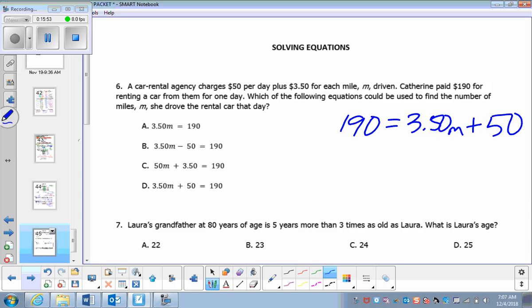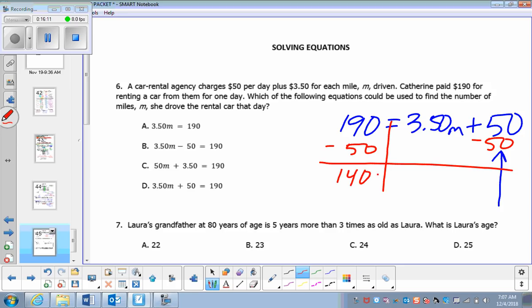This one can be a little bit confusing. She only rented the car for 1 day, so that's how we know the $50 for that 1 day is the constant. And the $3.50 is how much she's charged per mile. So if we subtract the $50 for renting it just for the day, we get $140. And now we can divide that by the $3.50 to figure out how many miles she drove.